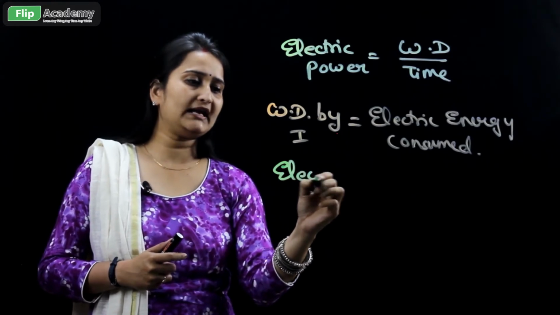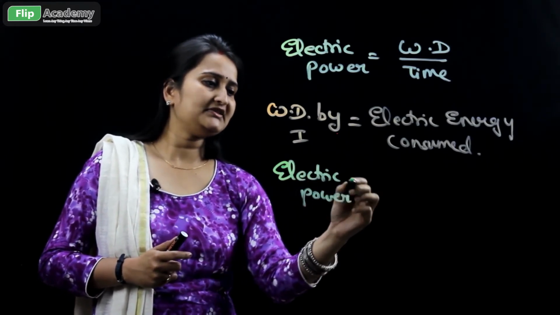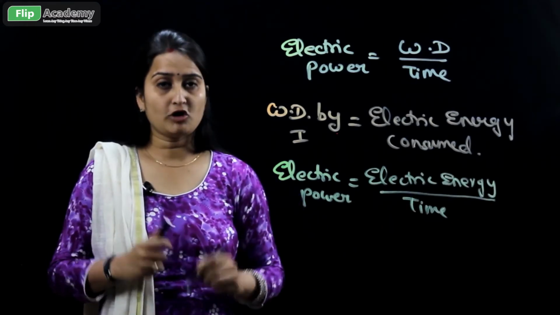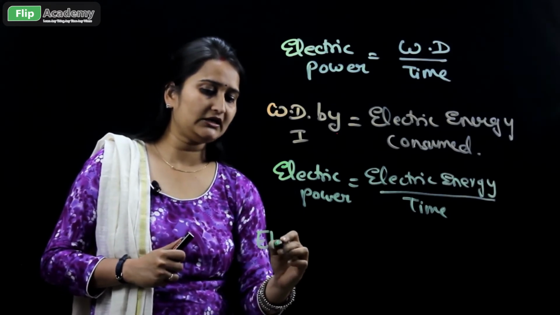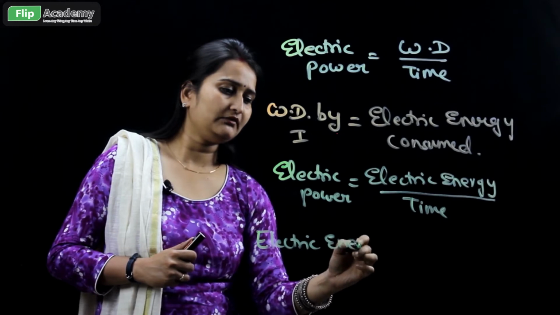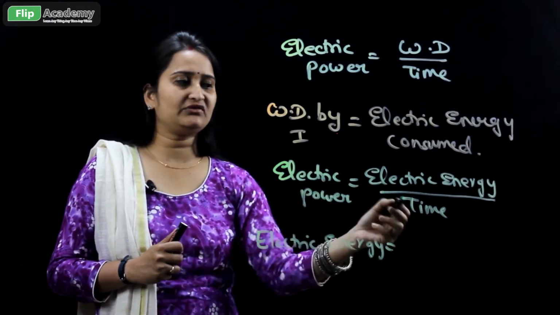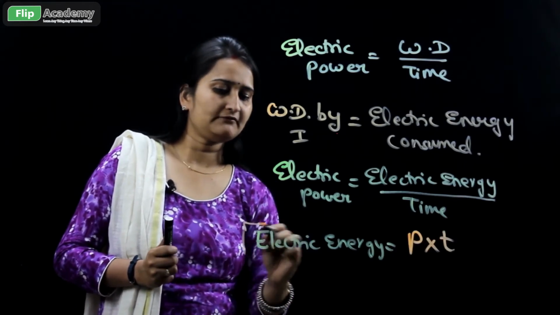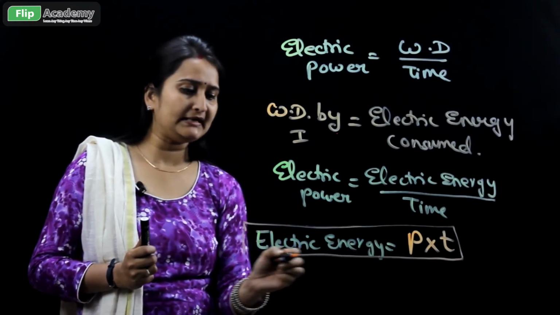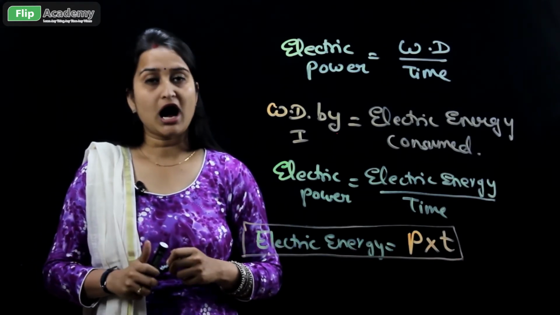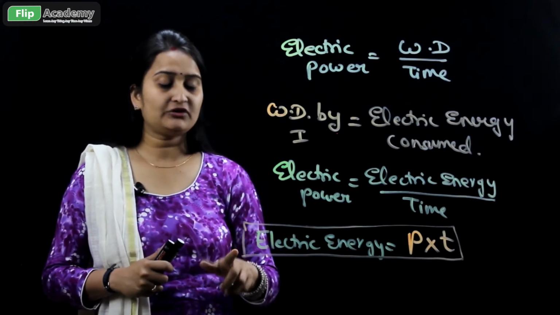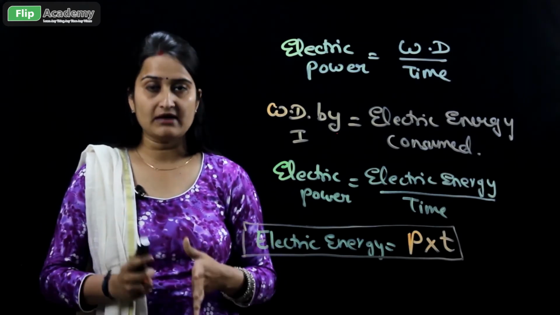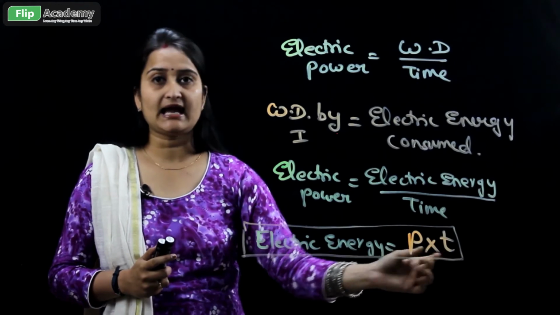Now the formula for electric power becomes P equals electric energy upon time. You can rearrange it: electric energy is equal to electric power into time, that is P into T. So this is the formula for electric energy. How will you define electric energy? Electric energy is the energy possessed by an appliance having a power P in time T.